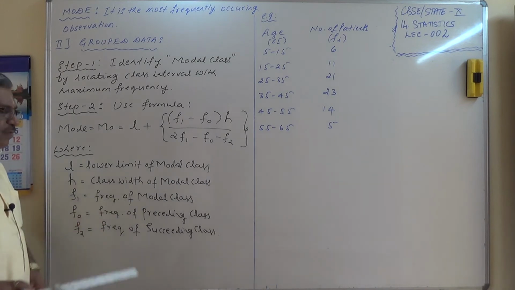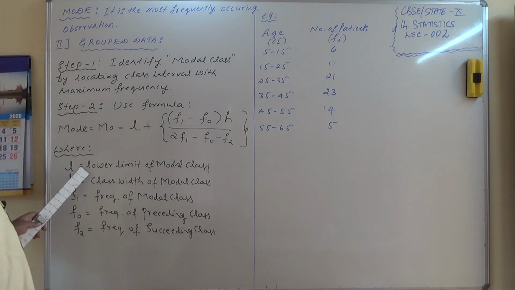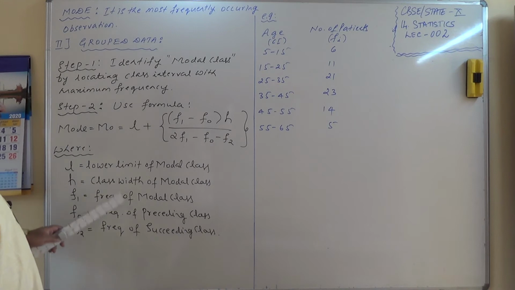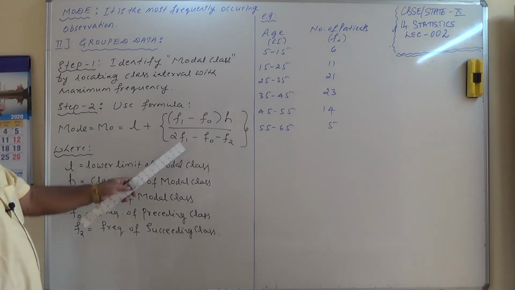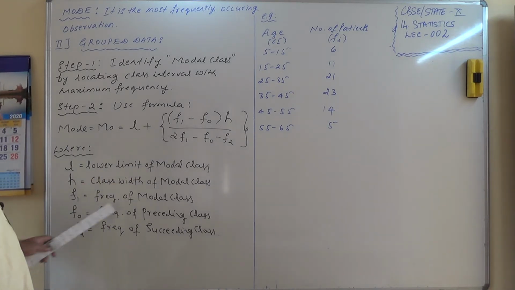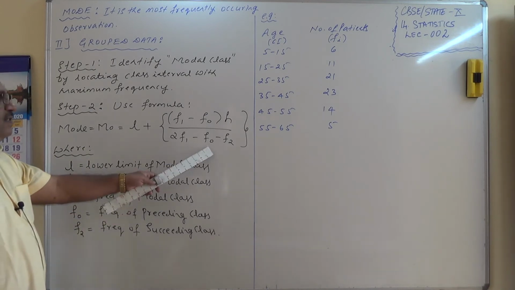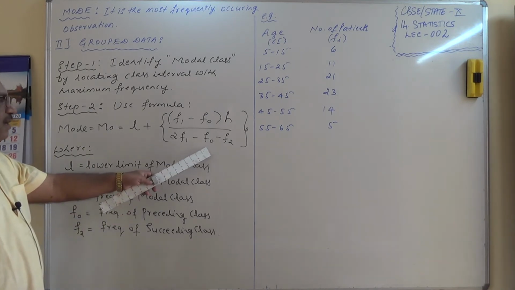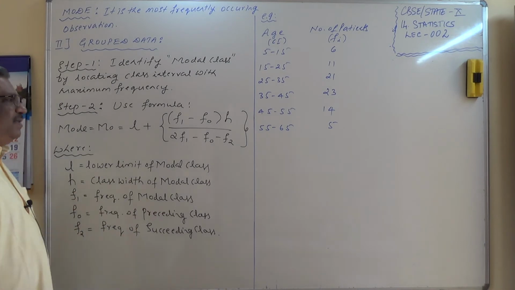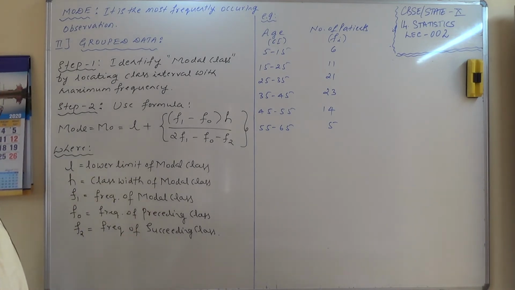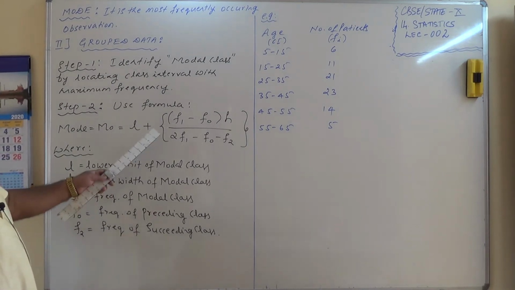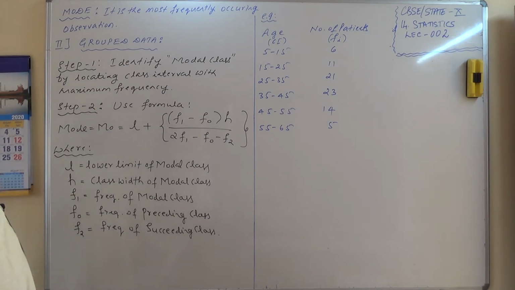What are these parameters over here? L is the lower limit of the modal class, H is the class width of the modal class, and here F1 is the frequency of the modal class, F0 is the frequency preceding the modal class, and F2 is the frequency succeeding the modal class. Once you obtain all these values, simply substitute and you should be able to get the answer.